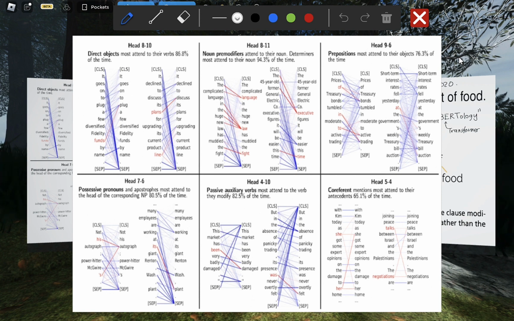So it's pointing out that some of the things that some of these heads do make sense from the point of view of linguistics. I don't know what half of these mean. I guess I know what a preposition is. So prepositions most attend to their objects 76.3% of the time. And you can see some representation of that attention. And then there's various other ideas here.